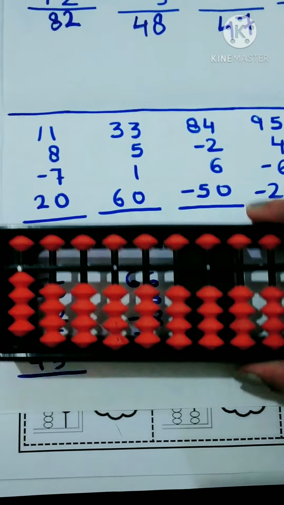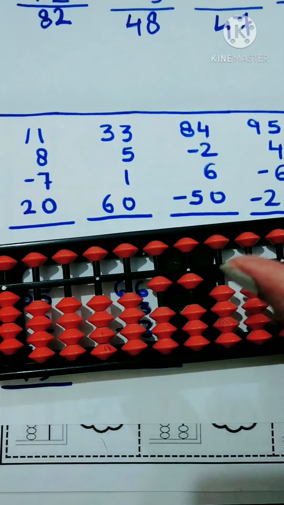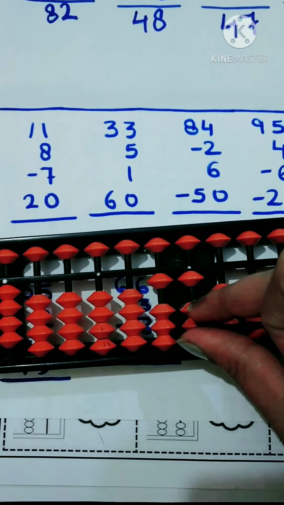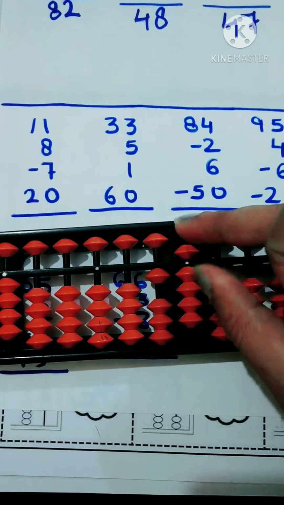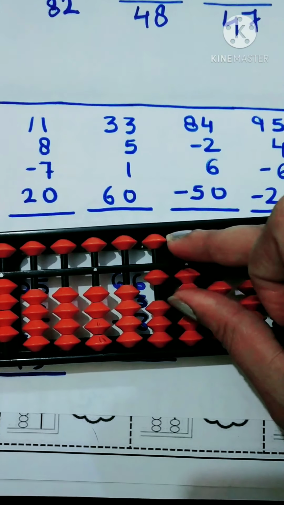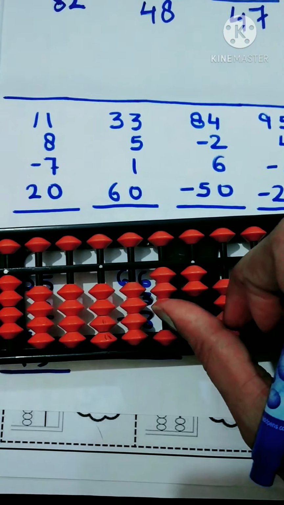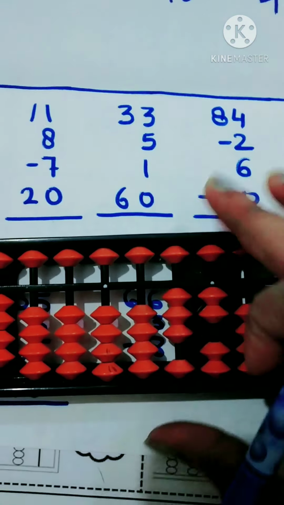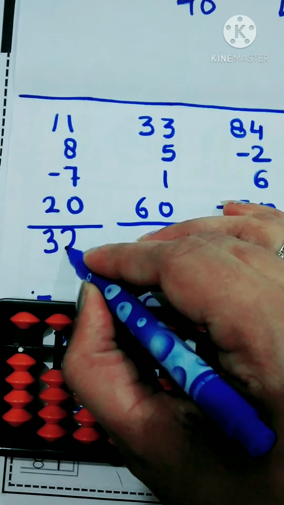My first question is 11. So I push 10 and 1, then 8. So 8 is 5 and 3 lower beads together, 8. Less 7. Less 7, 5 and 2. We have to push down the beads and 20 on the tens rod. So read the answer. This is 32. So my answer is 32. I have to write here 32.